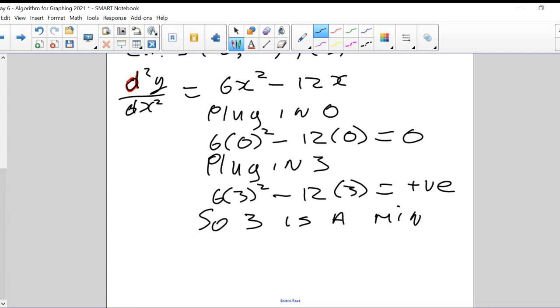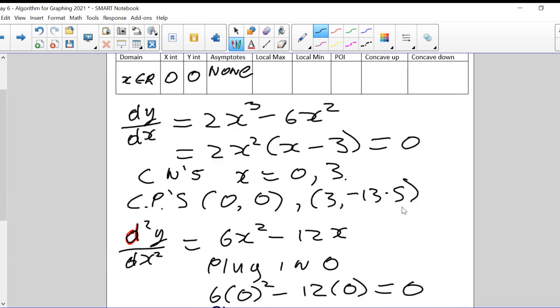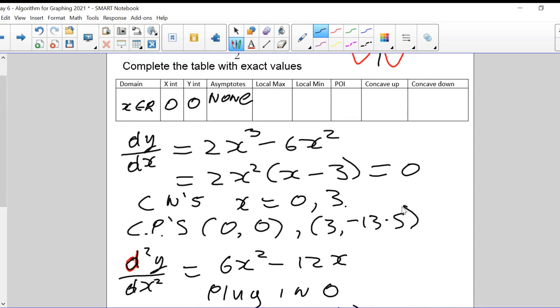Because what's happening is that your slope is actually increasing. It started off being negative, then it became 0, then it got positive. So it's increasing. That's why you have that min there. All right. So now we know one of the points is a min. Let's put that into our chart, the point at 3, minus 13.5. That's a min.